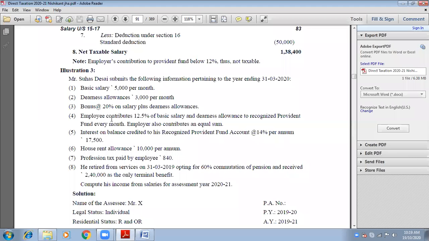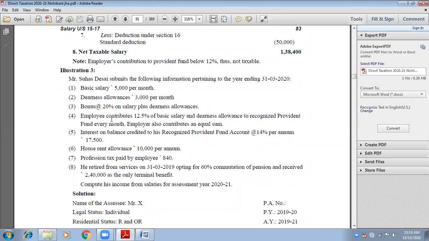12 percentage of salary is exempted. Now you have to consider salary as salary and DA. It is given, no? Salary and DA. So after adding both of them, calculate 12 percentage. See, employer is giving you 12.5 percentage.